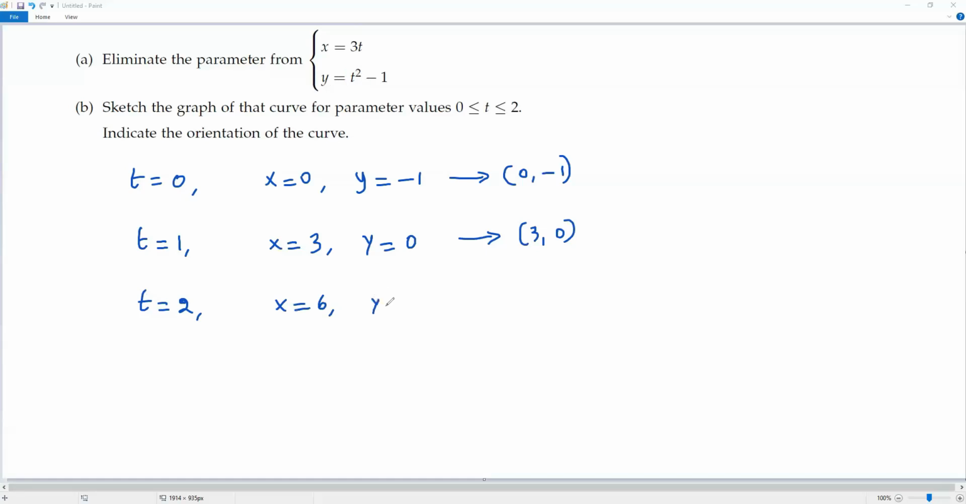4 minus 1 is 3. Then I get the point 6, 3. Okay, so from the 3 values of t, I got 3 points in terms of Cartesian coordinates, that is x coordinate and y coordinate. Now, on an xy plane, you have to plot these 3 points and connect them by a freehand curve. And also, you have to indicate the orientation of the curve. That is, you have to indicate the direction of the curve. Okay, that we'll see on the xy plane.